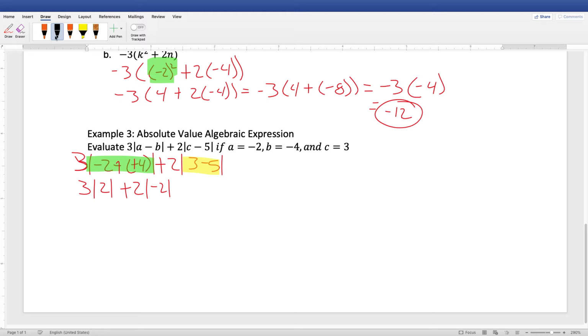Now I'm going to take the absolute value. The absolute value of 2 is 2. So I'm going to have 3 times 2 plus 2. The absolute value of negative 2 is 2. 3 times 2 is 6. 2 times 2 is 4. 6 plus 4 gives me an answer of 10.